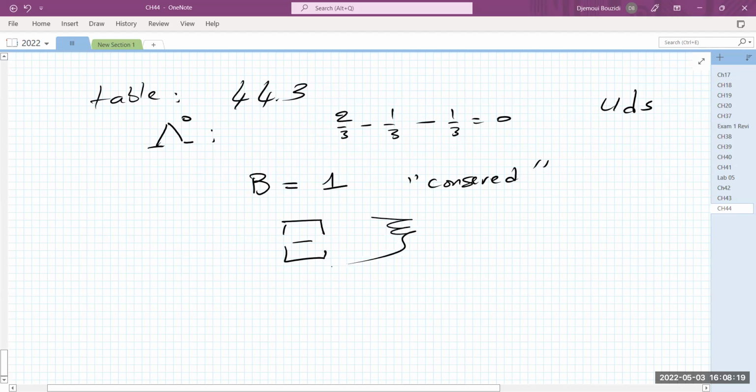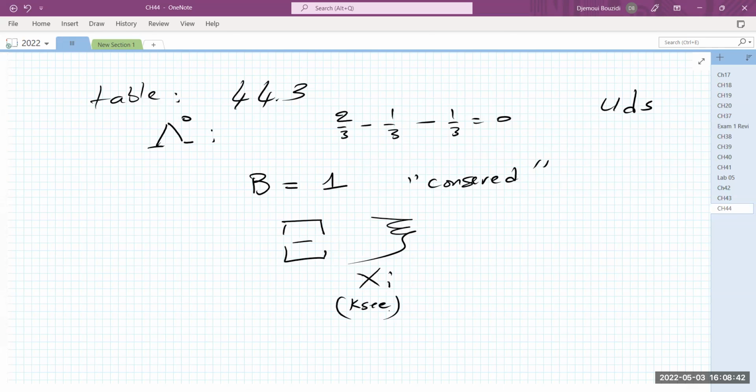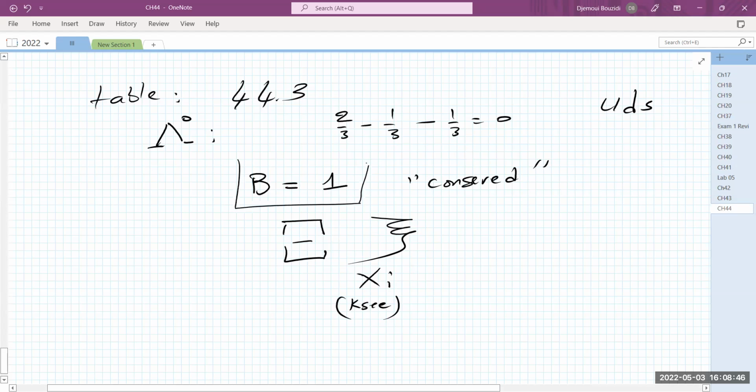Okay, I think this is the symbol for the Xi. I call it Xi, but some of you might hear it differently. It's the Greek letter that they say Xi. Anyway, this is another particle that comes up in different charges: negative, 0, and negative. All of these have a baryon number equal to 1.